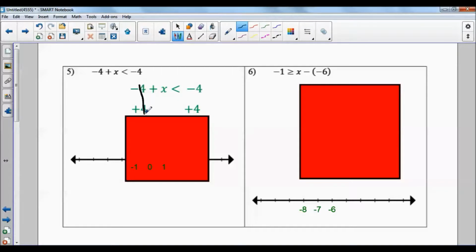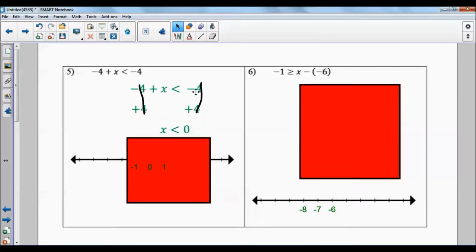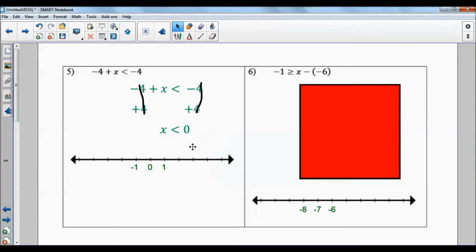Here, actually, we're going to be able to cancel both sides of this, right? Negative 4 and positive 4 cancel out on both sides. So this we're just not even going to write. We're just going to write x. But over here, we're going to write 0, right? Because we don't want to write nothing. Negative 4 plus 4 is 0, so we're going to have 0 over here. Okay, so on our graph, we've got negative 1, 0, 1. Since it's just less than, not equal to, I'm going to have an open circle at 0, and then it's going to go to the left, towards our negatives.